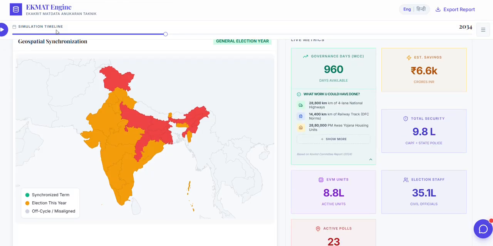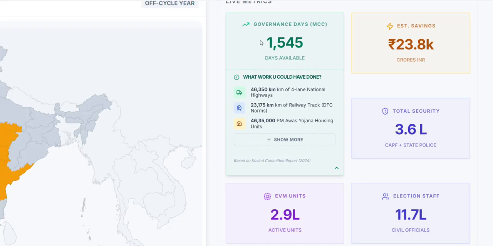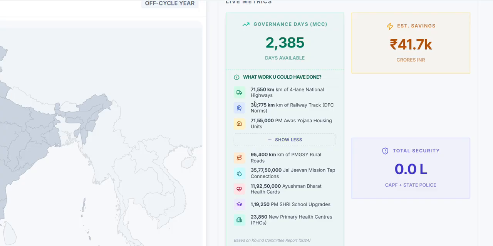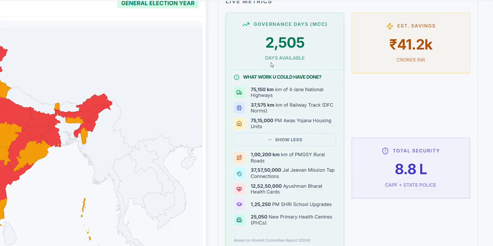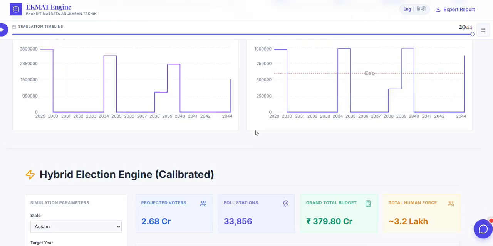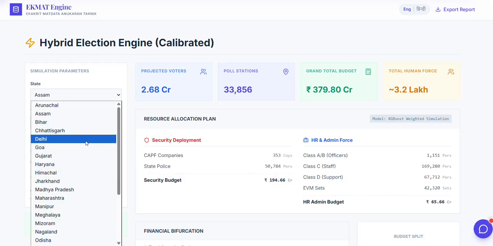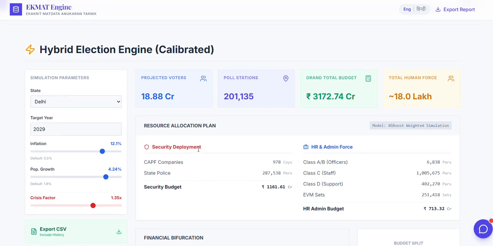Again, we have a section where the government can visualize what it could have done in the days saved by the MCC, as during the MCC the government couldn't do any welfare schemes. So all that is stopped. And here, what the government could have done if there was One Nation One Election. Then again, we have a section with graphs for better pictorial simulation. We have engines, as you can see, where there is data of each state, and we can control it using inflation and population, also with a crisis factor and all that stuff.